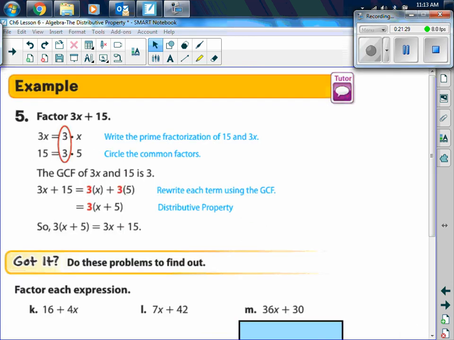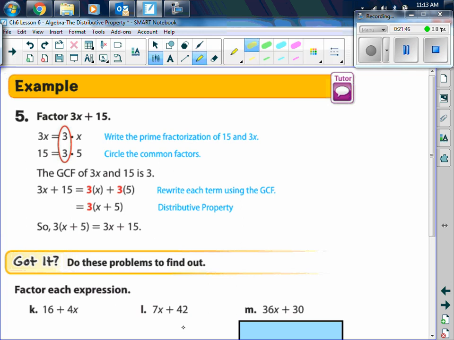For example 5, this is the factoring using variables. It's the same process. It is the same process. So here we have 3x plus 15. We want to find out what is the greatest common factor. Okay? The greatest common factor of 3 and 15, of course, is 3. The greatest common factor is 3.